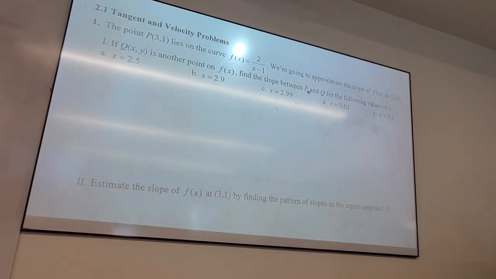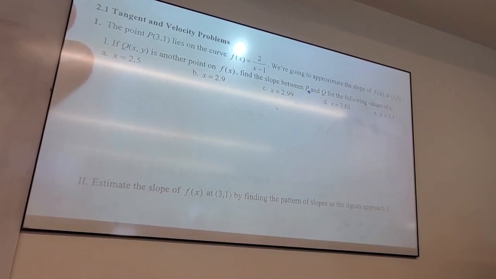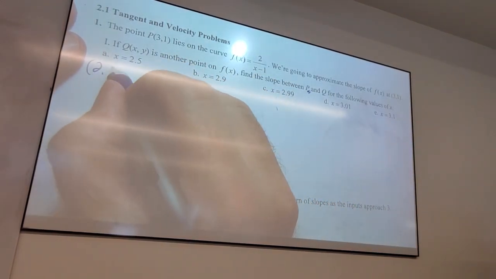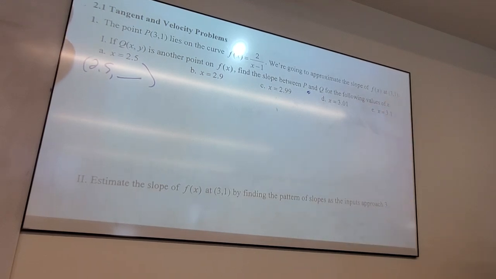Can somebody help me out? Yep, you just plug it in here. So what I want to know is, what is the rest of this point? So then I've got the other point, so then I can get the slope, correct? So in section 2.1, I think I assigned like 6 problems or something. They basically are all this. There's slight differences in the way that they give you the information, but they're basically all this.